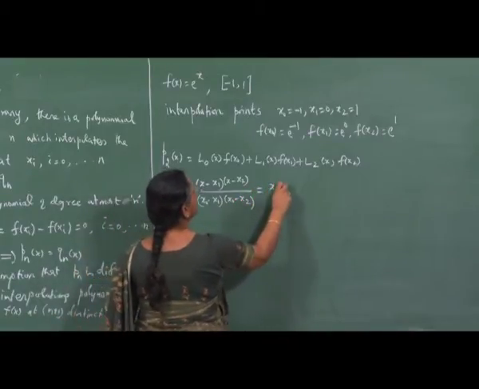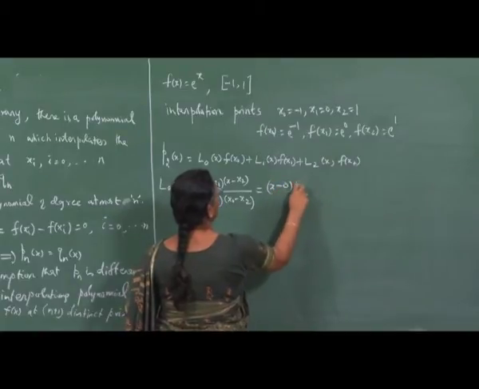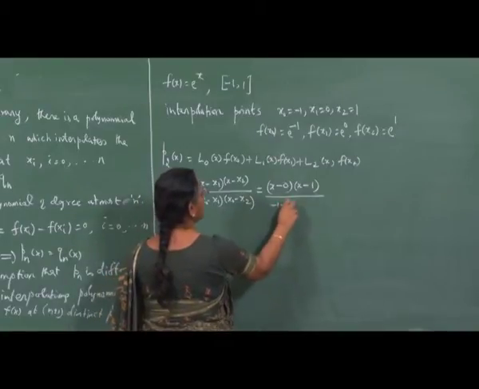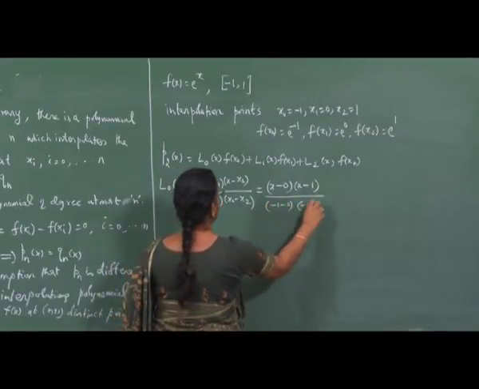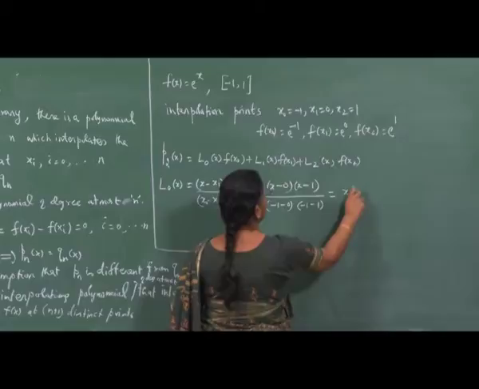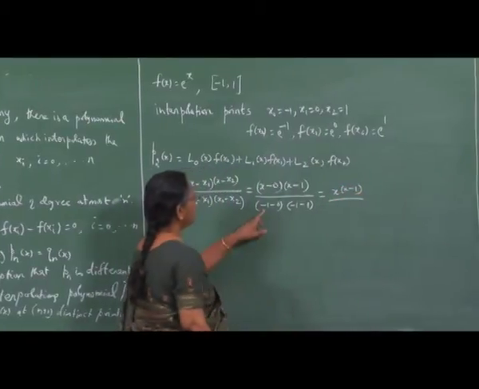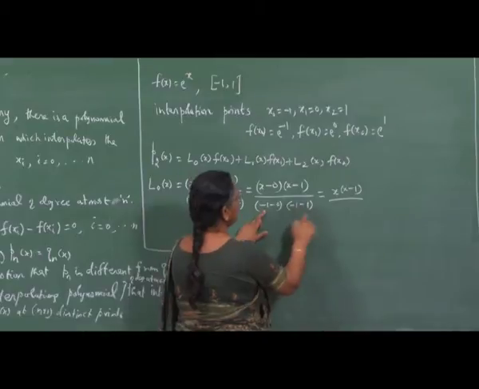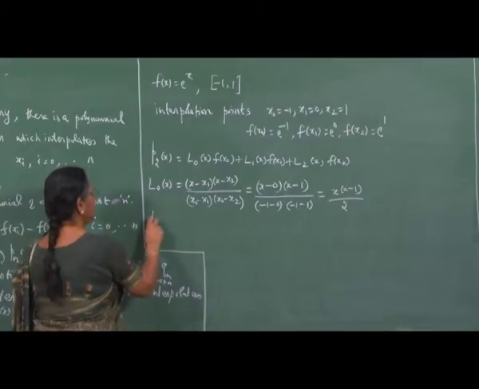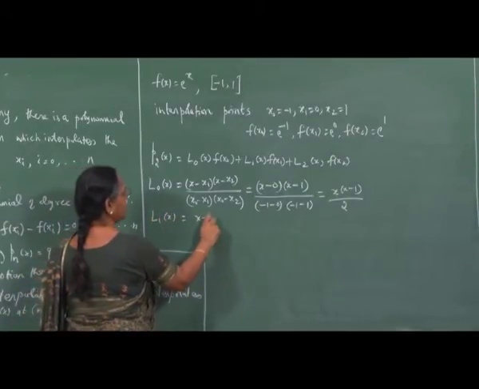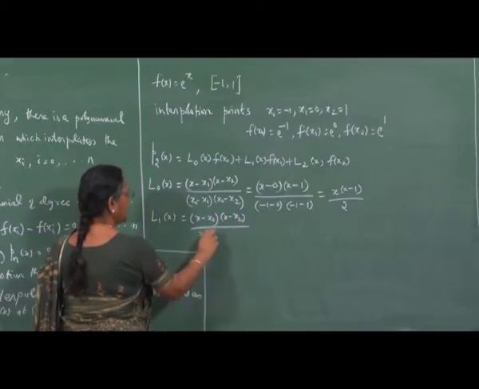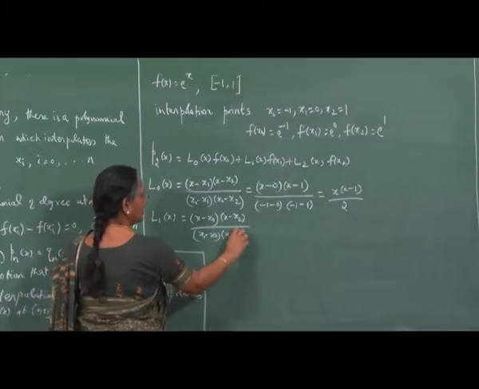So, x minus x1 is x, x minus x2 is x minus 1, then x naught is minus 1, x naught minus x1 is minus 1, and x naught minus x2 is minus 2. So, that I get x into x minus 1 divided by minus 1 into minus 2. So, it is x into x minus 1 by 2, that is L naught of x. Similarly, we write down L1 of x. So, that will have x minus x naught into x minus x2 by x1 minus x naught into x1 minus x2.